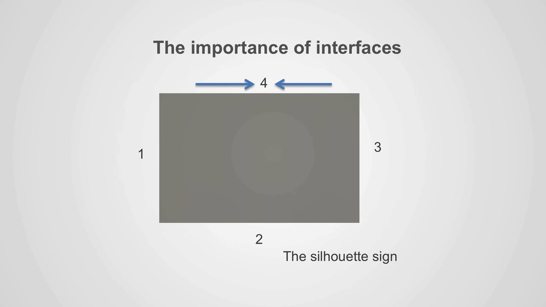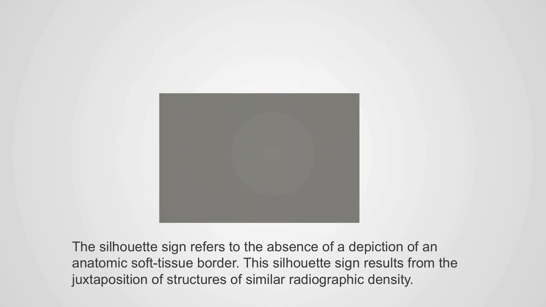Let us define the silhouette sign. The silhouette sign refers to the absence of a depiction of an anatomical soft tissue border. The silhouette sign results from the juxtaposition of structures of similar radiological density.